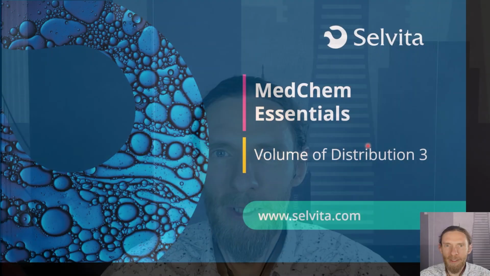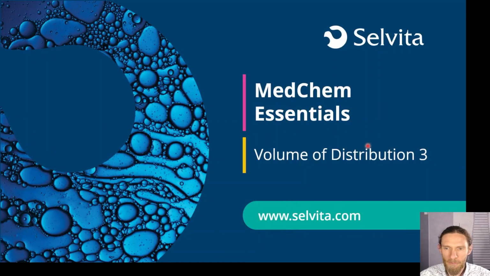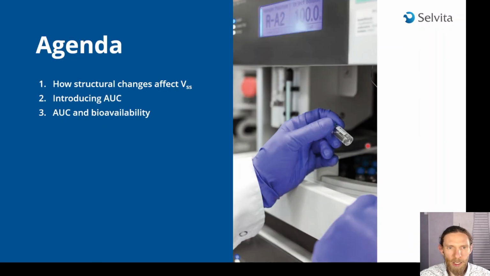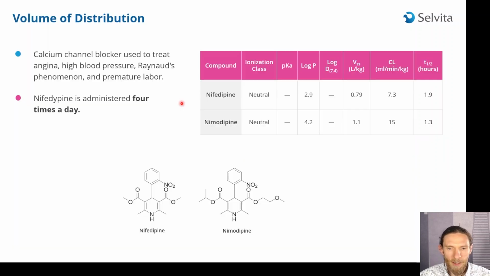Today, we will talk about volume of distribution, with the focus on how structural changes affect volume of distribution. Then we will introduce a new concept of area under the curve, and we will conclude with the description of how AUC connects with bioavailability. So let's start with the presentation of these two molecules, nifedipine and nimodipine.